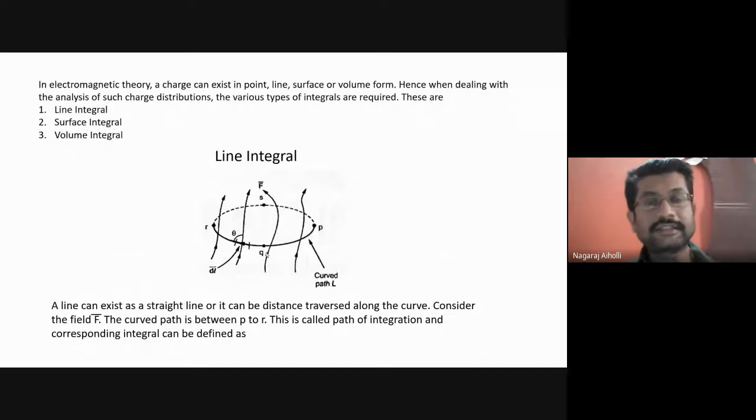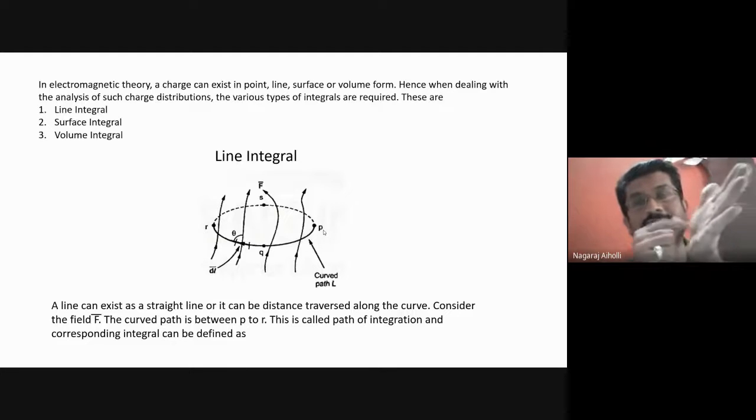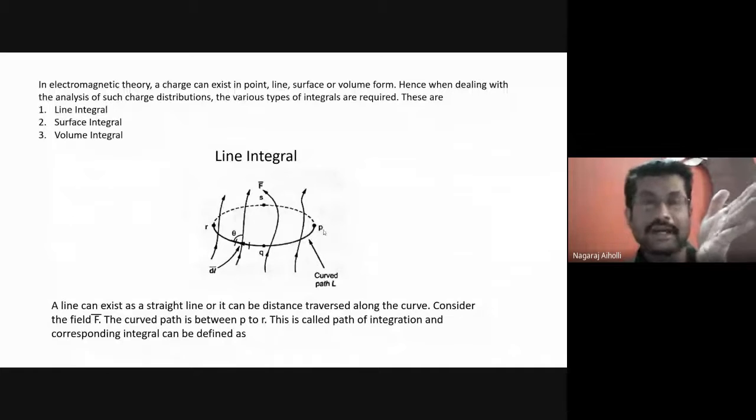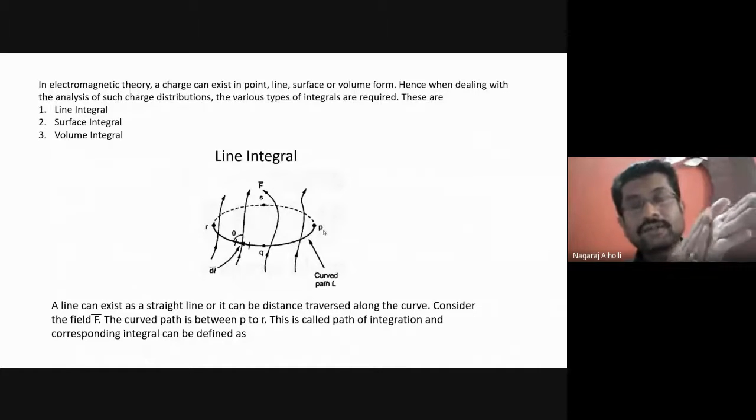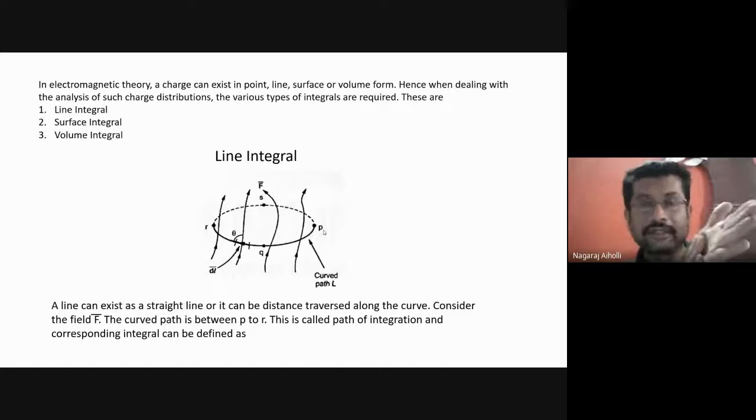In electromagnetic theory, a charge can exist in point form. There may be a charge residing at a single point, correct? Then there may be a charge residing on a line; there may be a line and charges along that line. And there may be a surface, and on that surface the charges may be deposited. Or there may be a volume, and the volume may consist of several charges.